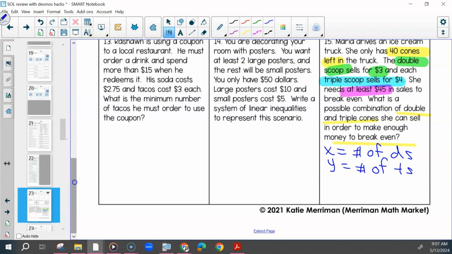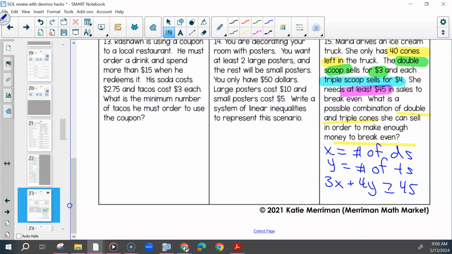And then I need to set up my two inequalities. So the money goes together. The 3, the 4, the 45, that's all going to go together. And I have 3x, because at the end there's going to be a total I'm adding, 4y. I need at least $45. So that's going to be one of your inequality symbols. Which one? Greater than or equal to. So we want $45. If we get more than that, that's great. But we don't want less than that.